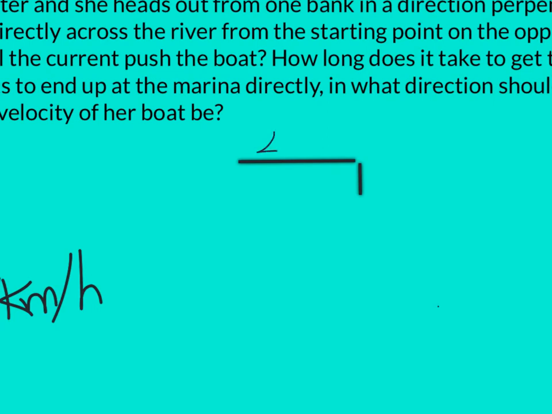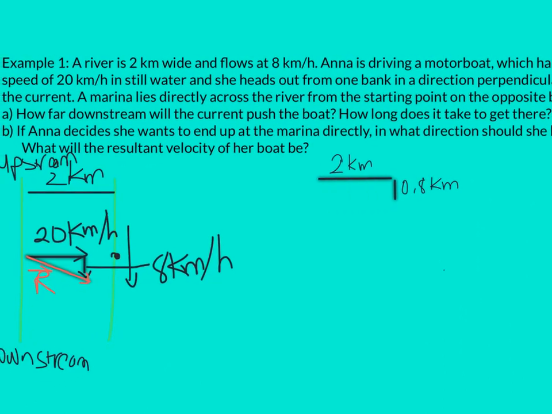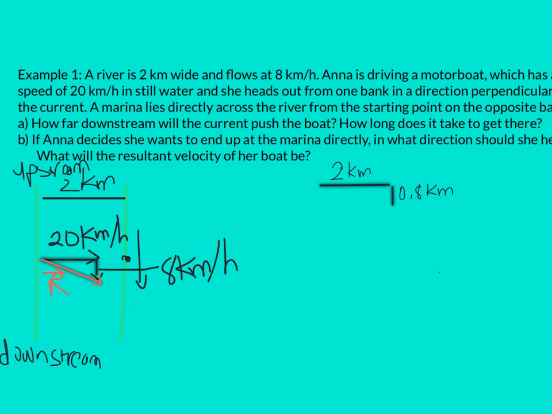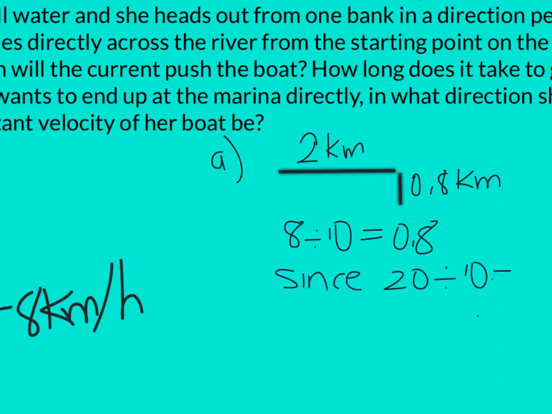So this would be 2 kilometers. And then 8 divided by 10 is 0.8 kilometers. So there we know how far down the river she'll end up. So the current will push the boat 0.8 kilometers downstream. And how long it will take to get there. This is part A. We got this as 8 divided by 10. And it was because the 20 divided by 10 got us to the 2 that we already needed.